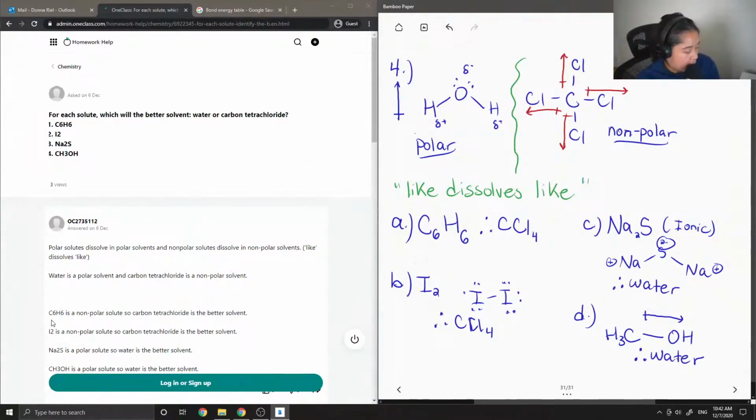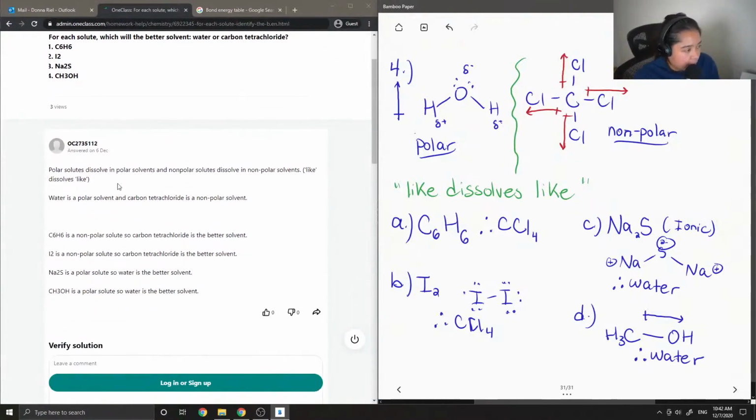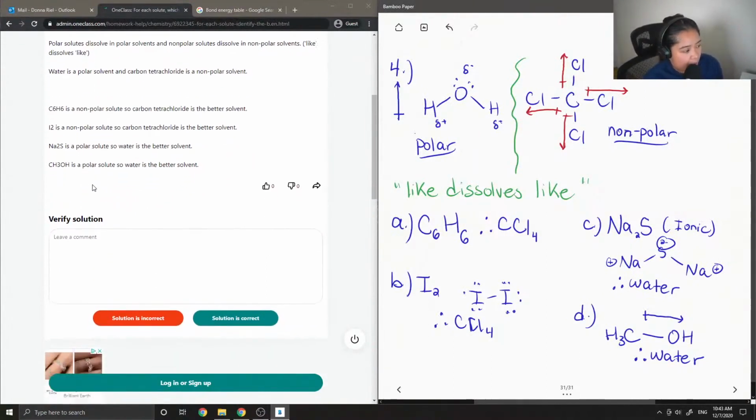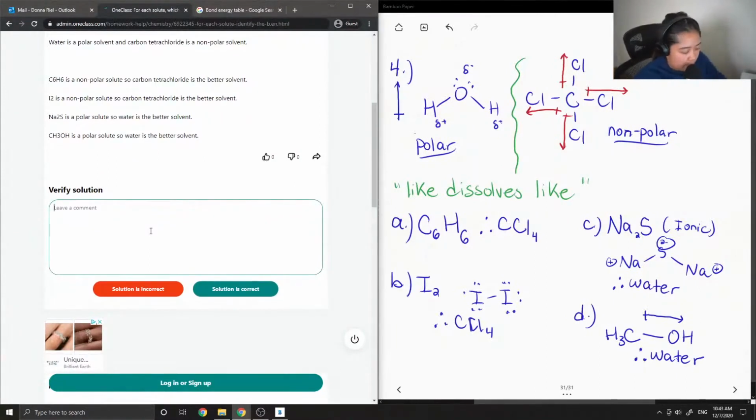Okay, so the junior tutor said polar solutes dissolve in polar solvents and nonpolar solutes dissolve in nonpolar solvents. Water is polar, carbon tetrachloride is nonpolar. C6H6 is nonpolar, so carbon tetrachloride. I2 is nonpolar, so carbon tetrachloride. Sodium sulfide is polar, and methanol is polar, so they both dissolve in water. So the solution is correct.